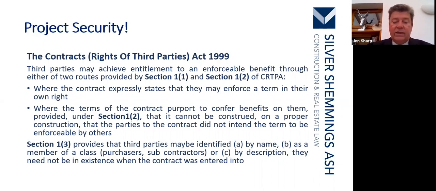Section 1.3 provides that third parties may be identified by name, obviously, as a member of a class, so all subcontractors, or by description. They need not be in existence equally when the contract was entered into as well. That's unusual, but not uncommon. So you will have perhaps a contractor creating a special purpose vehicle for the purposes of this construction project alone. It doesn't exist at the time that the contract was entered into, but as long as the contractor is referred to as a contractor, then that will be fine.